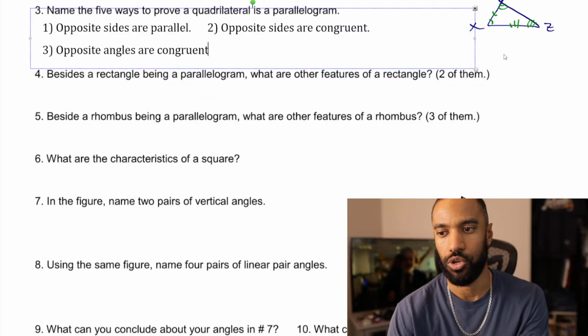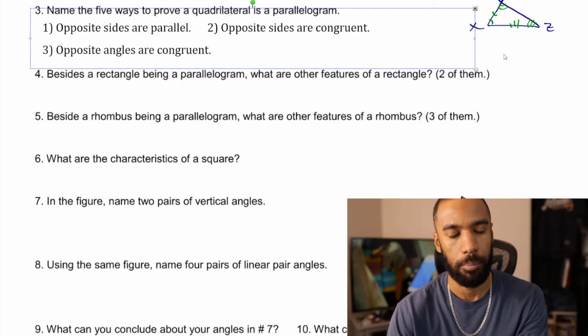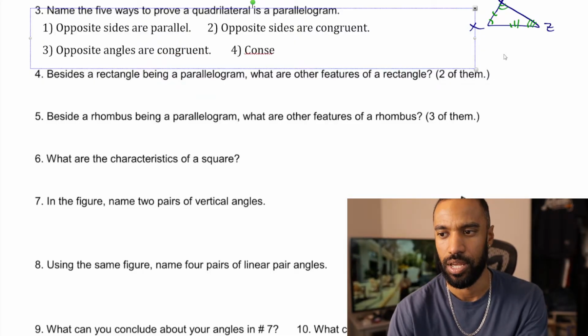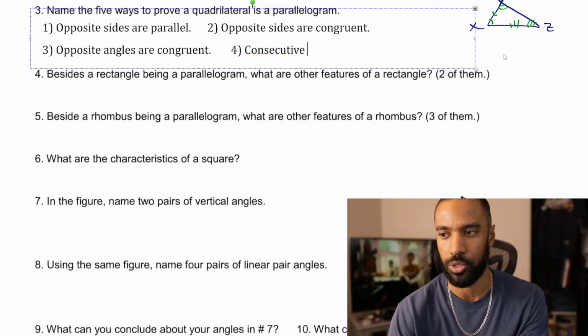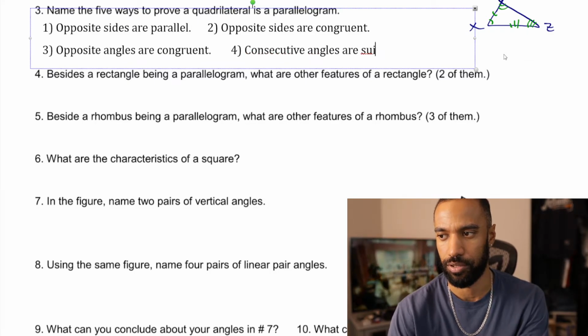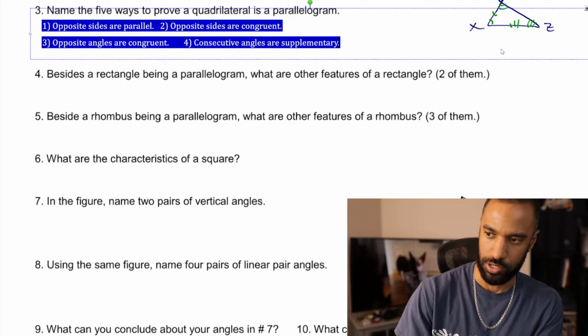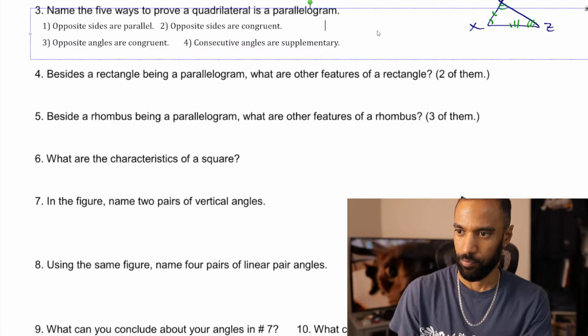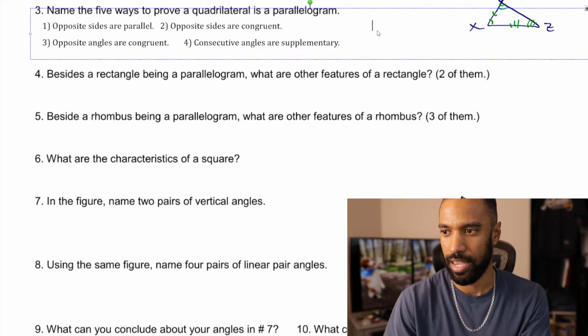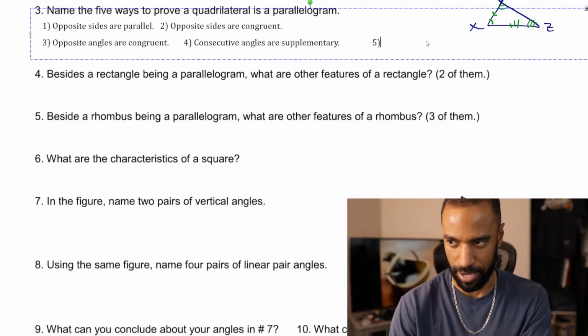I should really show you my property toolkit that I made for my students. Consecutive angles are supplementary. I'm going to draw these out in a second for you. And the fifth one, I don't know where I can list it here. Let's shrink this some. Statement 5 is the diagonals in a parallelogram bisect each other.